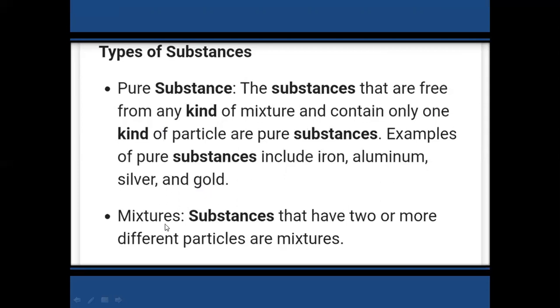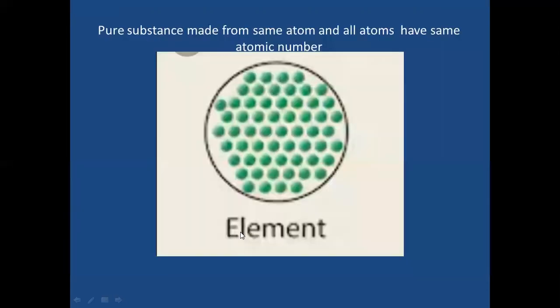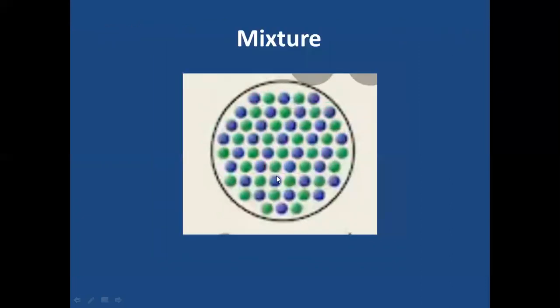But mixtures, I told you, have two or more different particles or different types of atoms. You can see this is an image of an element, any element, and all the atoms are the same and they have the same atomic number. As they are the same, their atomic mass is the same, so their atomic number will also be the same. In the mixture, you can see they are made up of different atoms, green and purple. So this is a mixture which is made up of different atoms.